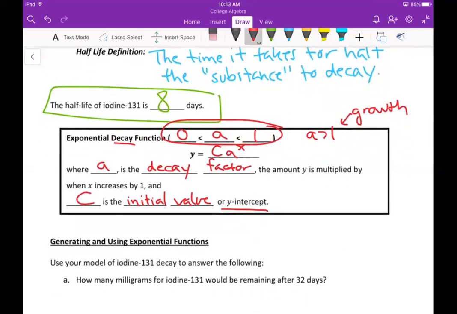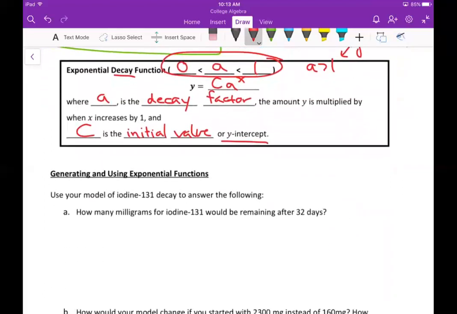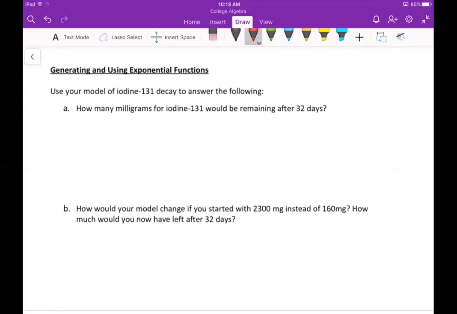All right, so let's use that same idea, finding a decay factor, understanding x and y, using that c as the initial value to set up and use some equations. The first thing we're just going to do is make sure we can work with that exponential decay function in terms of those half-lives, before we start setting up some more equations. So I want you to use the model we just came up with to figure out how many milligrams, so that means we're looking for a y, how many milligrams would be left after 32 days.